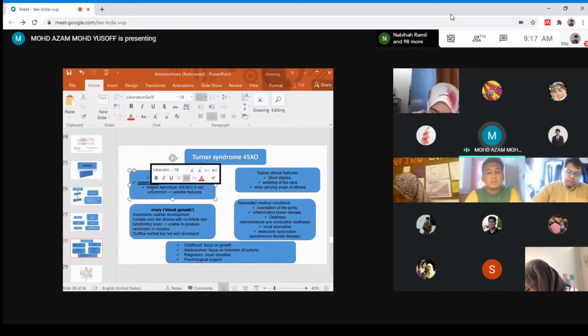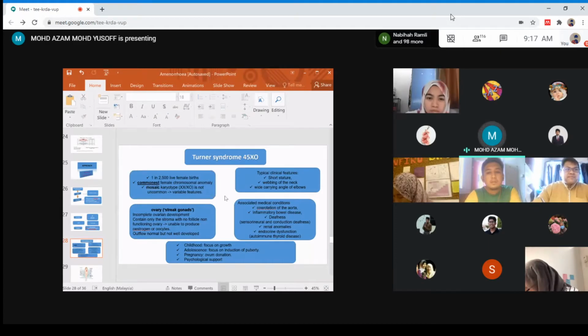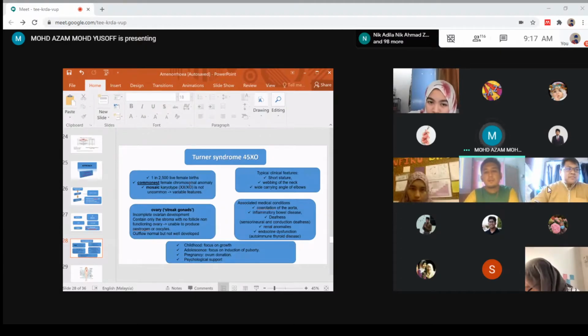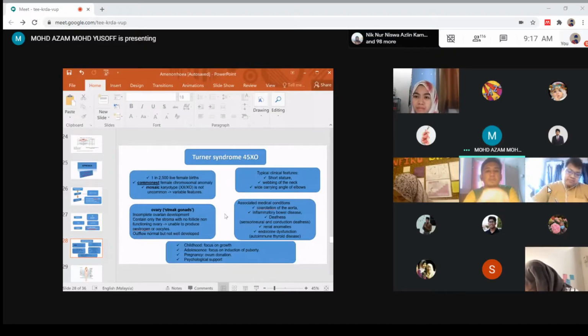You know mosaic? Mosaic means that if you take karyotyping, there are two types of karyotype, XX as well as XO. Some tissues have XX, some tissues have XO, meaning one X chromosome is absent. So in mosaic, usually the features will be variable. Certain features are present, certain features are absent.